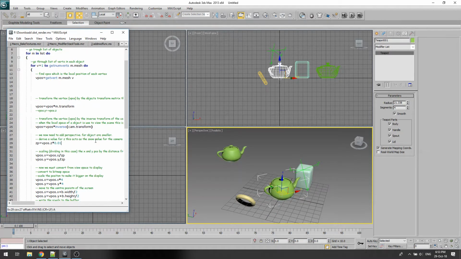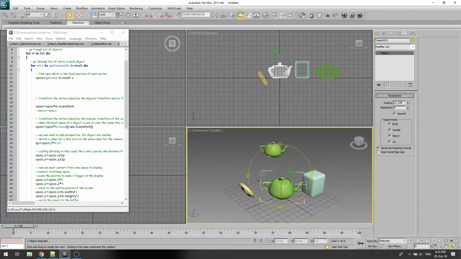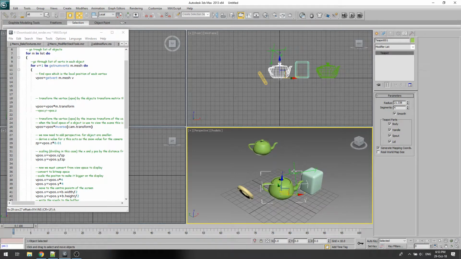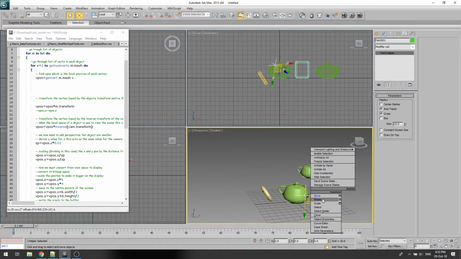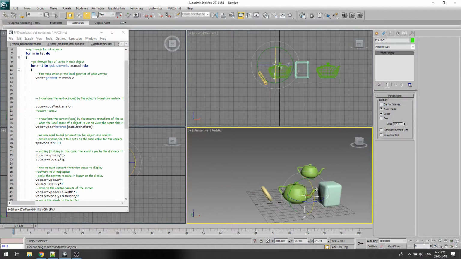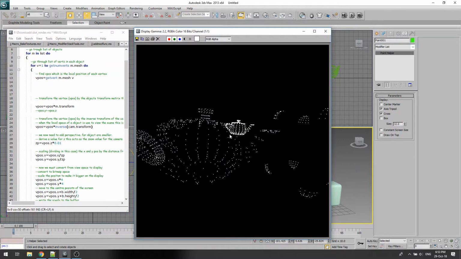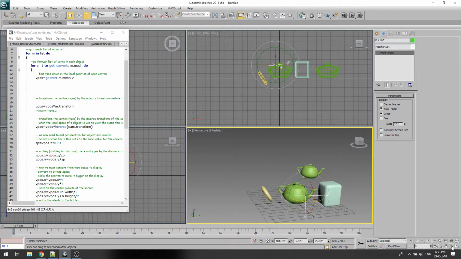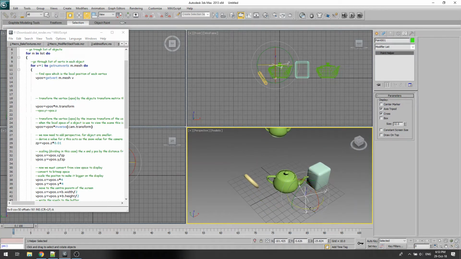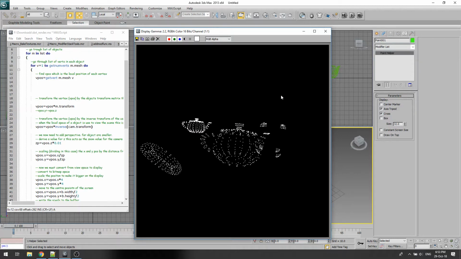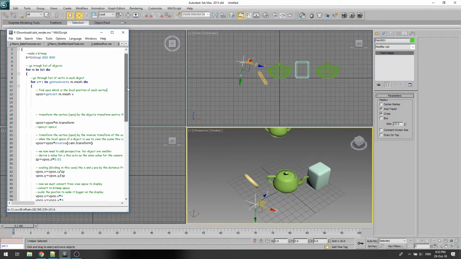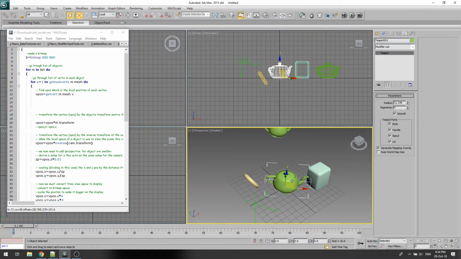Let's put this back. Let's just move this a little bit. So you can see now we have a virtual camera, and we can move this camera around the scene just as if it was an ordinary object, and we can see the scene through that camera. So this is how you can get a perspective projection.